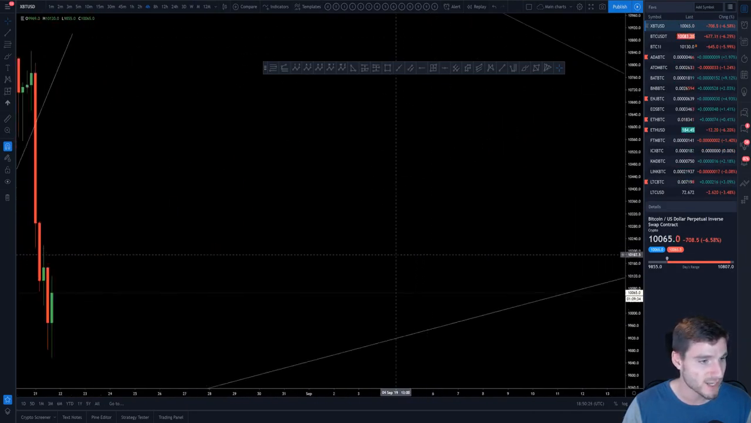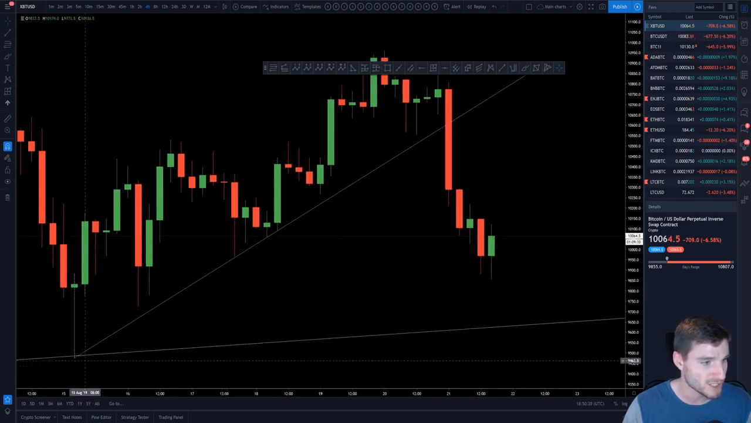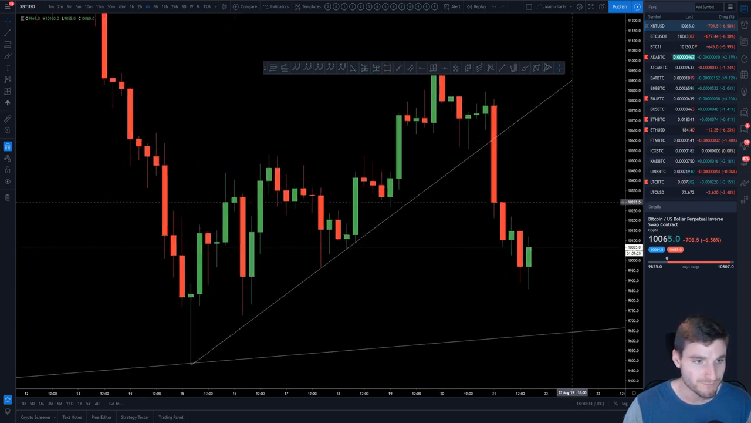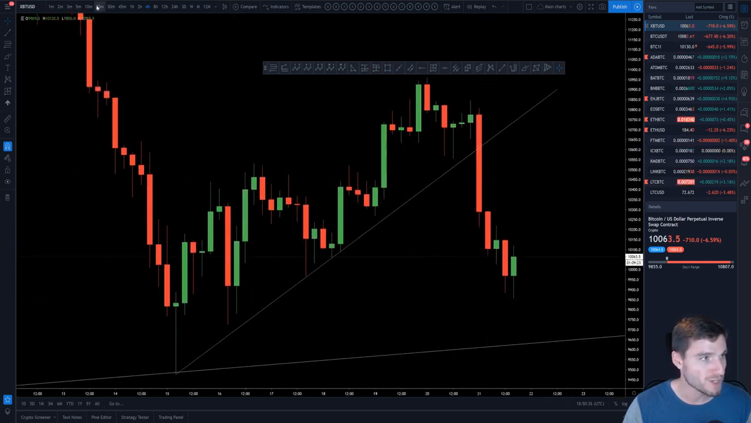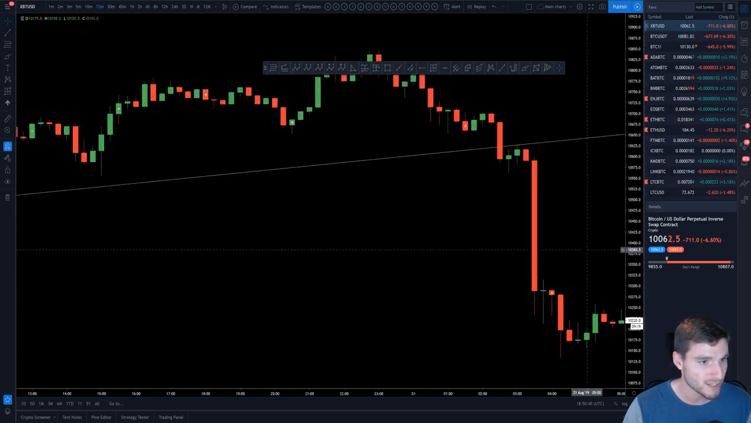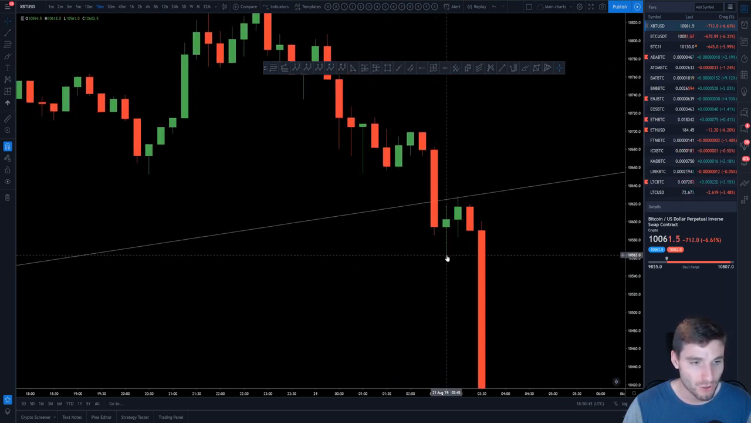Okay, so what we can see here, this was the trend line that I'm referring to in those photos. This trend line here, which you can see touch, touch, touch, touch. So it's a confirmed trend line. And when we zoom into the 15-minute chart, what we can see really, really nicely is that the trend line was lost. Okay, so lost as support.